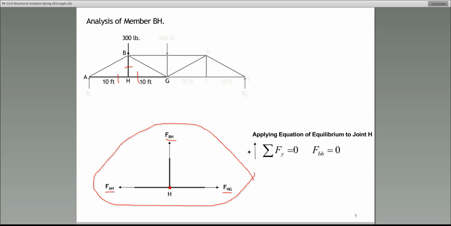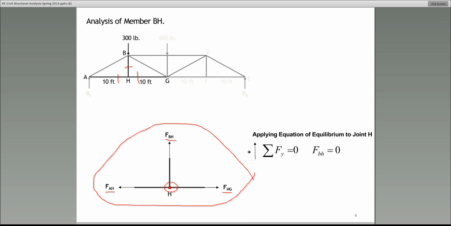Now, once you have the free body diagram, what you need to do is apply the equations of equilibrium. And as Stephen told us earlier, there are two equations of equilibrium at each joint. Those are summation of forces in the x direction and summation of forces in the y direction. Now pay attention. If you sum the forces in the x direction at the joint H, what do you get? You would get FHG is equal to FAH.